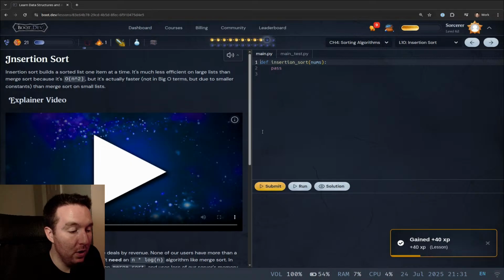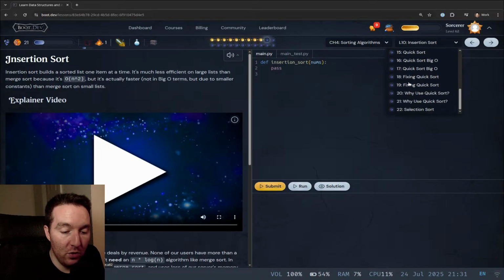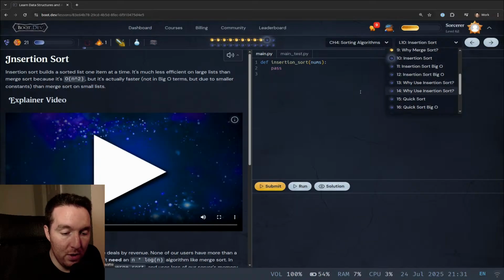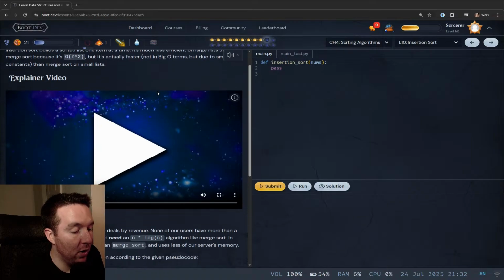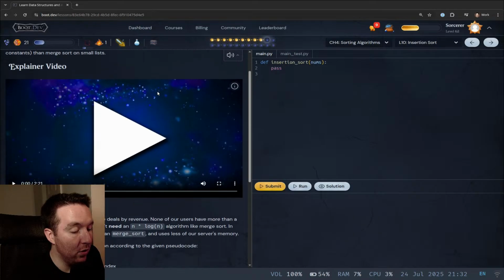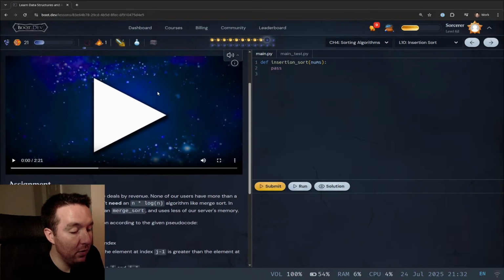It calls upon itself. Okay, insertion sort. We're going to be writing another one. Insertion sort builds a sorted list one item at a time. It's much less efficient on large lists than merge sort because it's O(n^2), but it's actually faster, not in big O terms, but due to small constants, than merge sort on small lists. So let's listen to an explainer video.